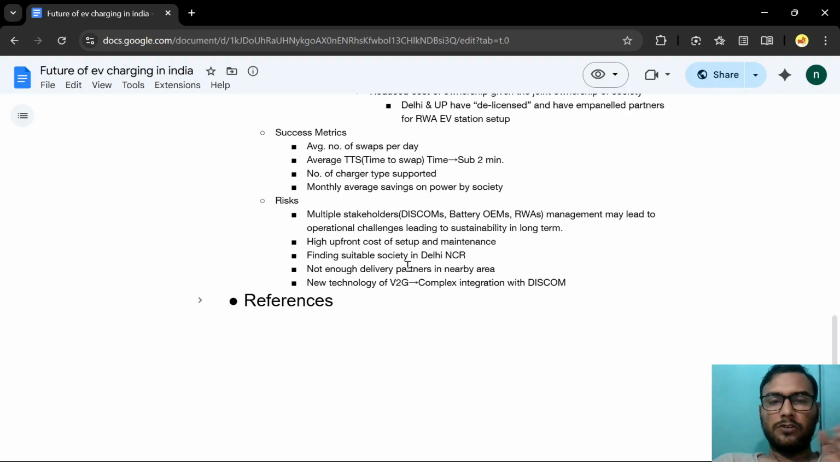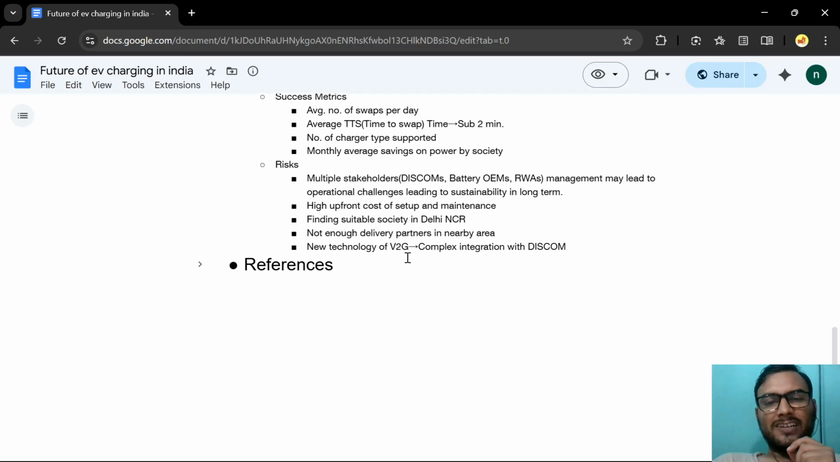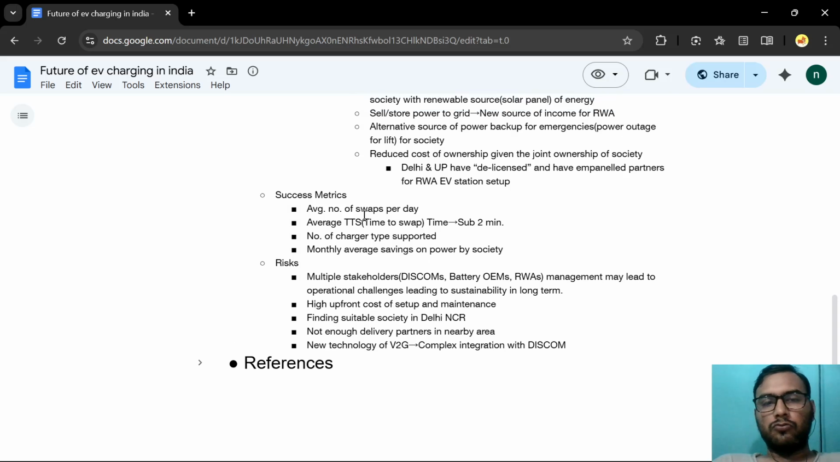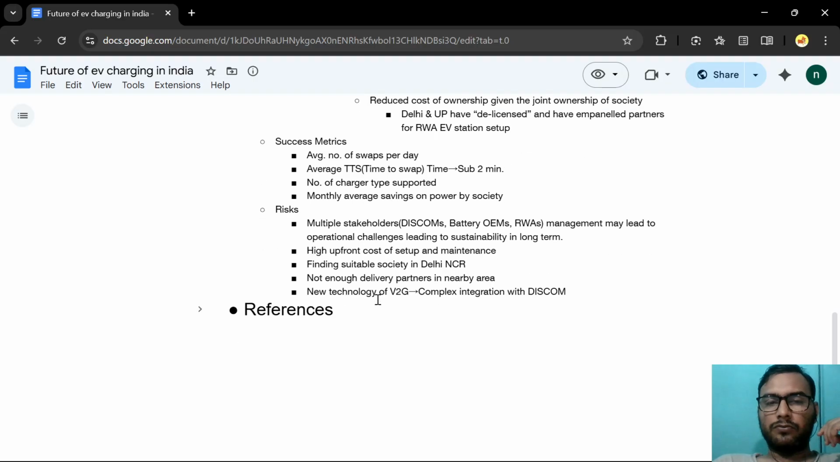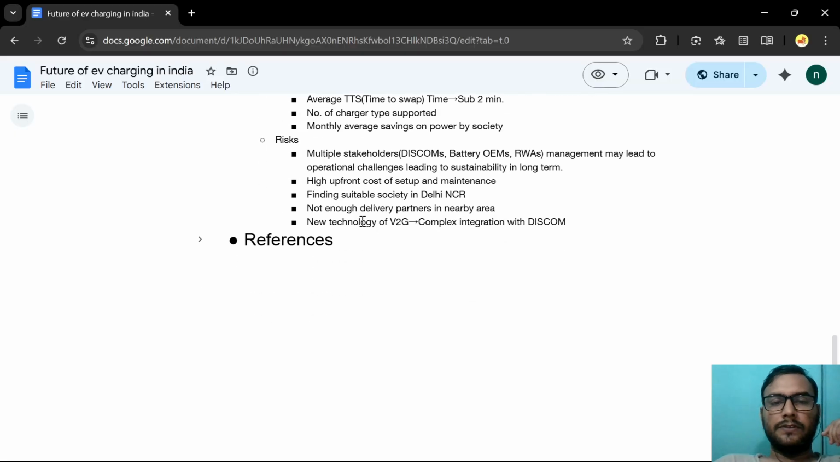Finding a suitable society in Delhi NCR is another risk. It could also be that there are not enough delivery partners in the nearby area who will come to the society. Because to break even and recover our initial capital, we need enough delivery partners so that we can recover the cost of the investment we have made. And again, V2G is a new technology, so we have this integration challenge.